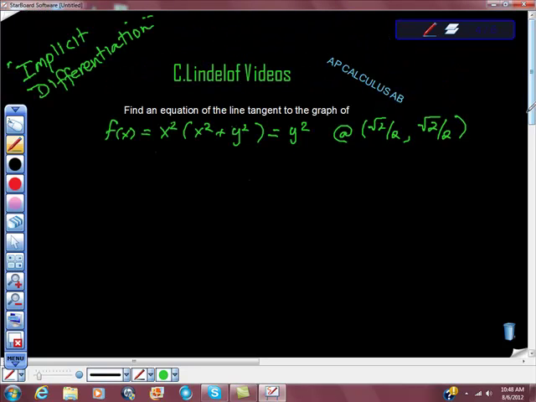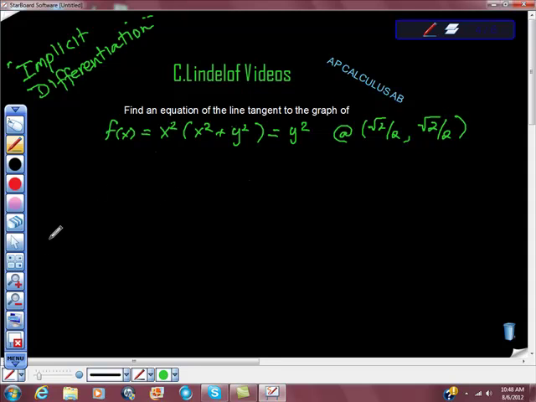Okay, so implicit differentiation, AP Calculus AB. In this specific question, we're asked to apply our knowledge of implicit differentiation to find the equation of the line tangent to the graph of f of x equals x squared times the quantity x squared plus y squared, set equal to y squared. They gave us the point square root of 2 over 2, comma square root of 2 over 2. I verified that this point does exist on this graph, so that's true.